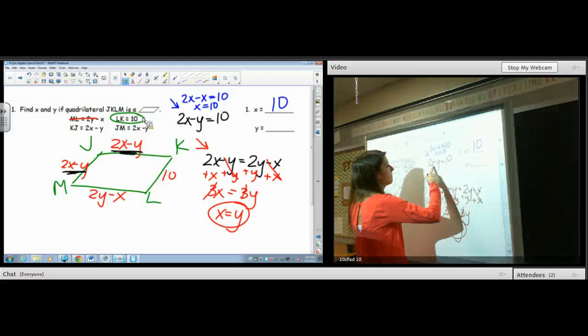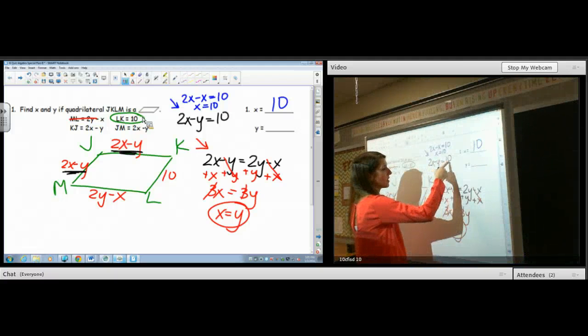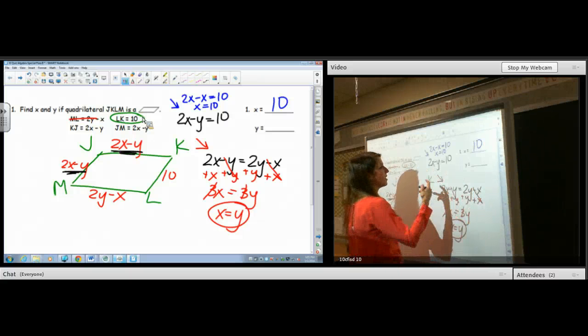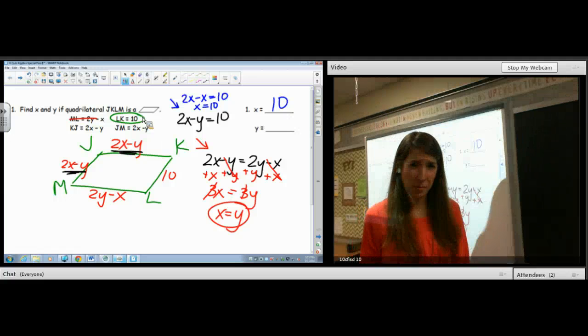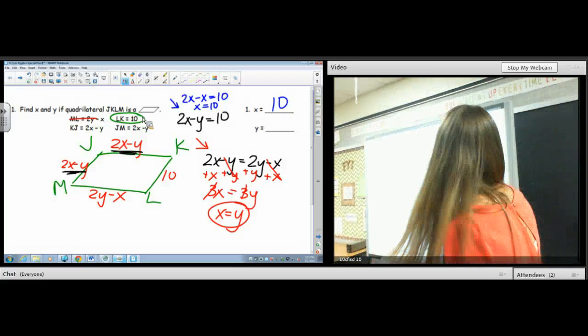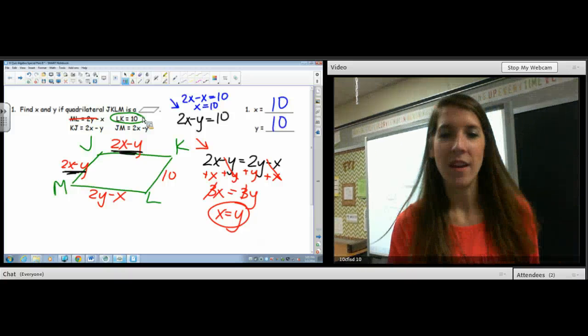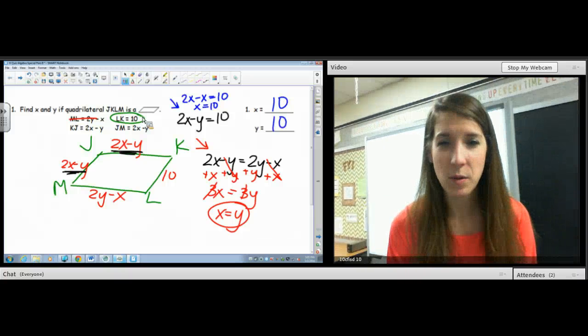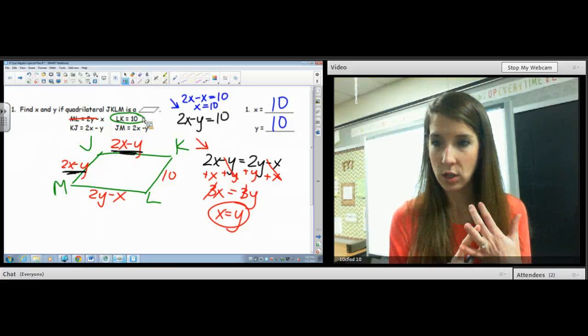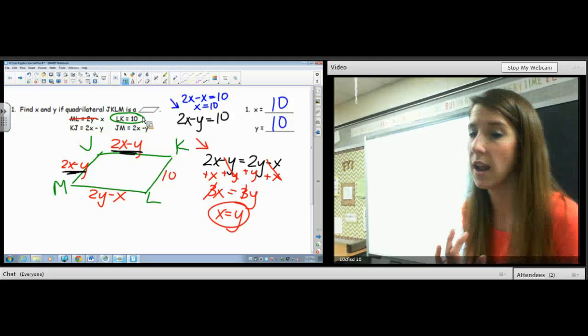Once you know x is 10, you can plug it in. 2 times 10 minus something equals 10. You can plug it in anywhere you want, wherever you see fit. But there's really no reason to plug it in, sorry, because x is y. Y is x and x is y. So once you have x, you have y. So hopefully that problem wasn't as bad when we looked at it. There's always two ways to solve. There's elimination and substitution, and I chose to use substitution this time.